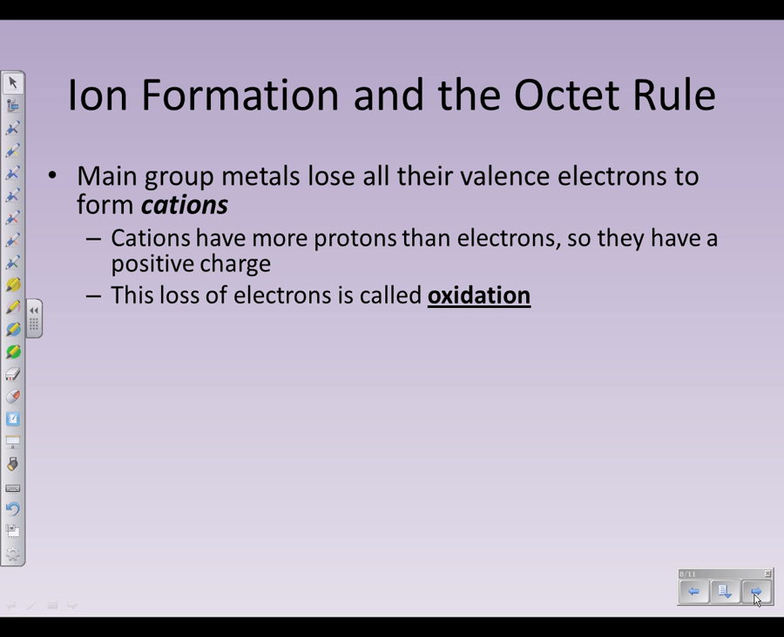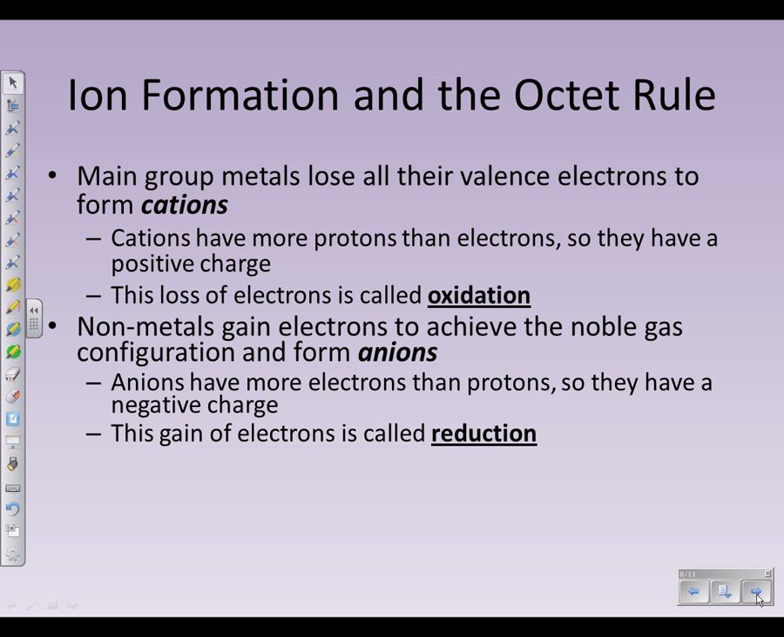On the other hand, nonmetals will gain electrons and form anions. Anions have more electrons than protons because they've gained electrons from other places. If you have more electrons than protons, what kind of charge? Negative charge. This process of gaining electrons to form an anion we call reduction.